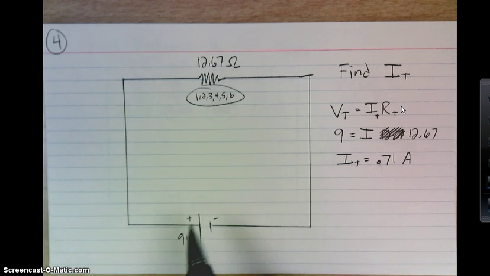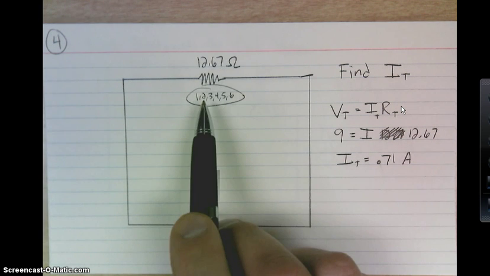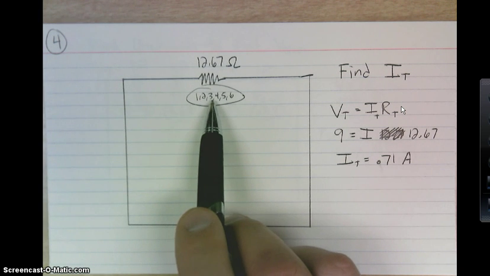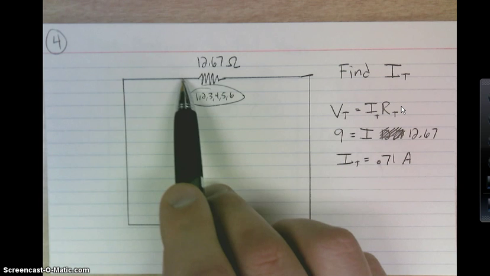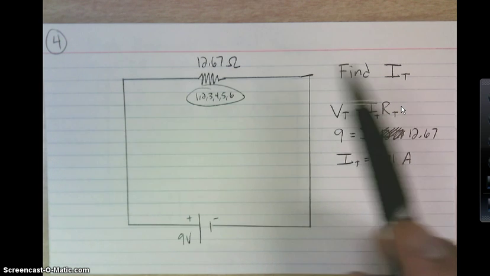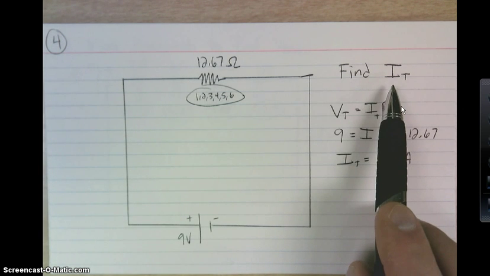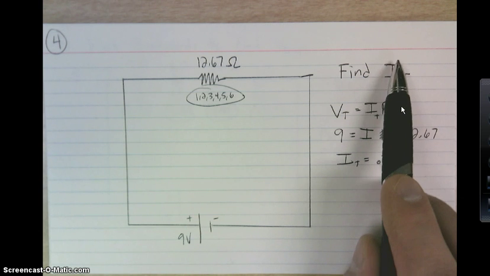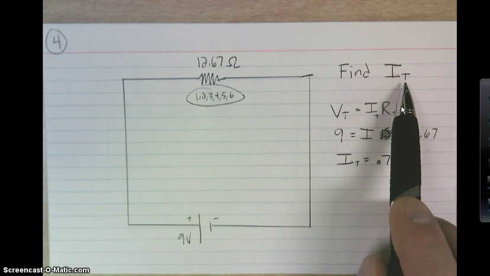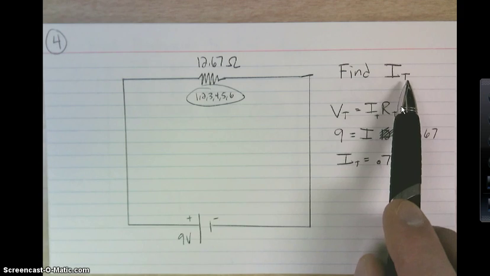Okay, so now that we've got our resistance, which included all resistors, 1, 2, 3, 4, 5, 6, all of them, we have the total resistance of the circuit. Now we're able to find the actual total current. And I've just listed it I with a little t at the end, actually capital T for total current.